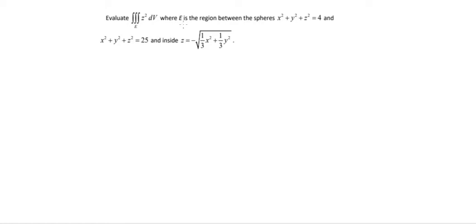We have E, the region between the spheres, this one and this one, inside this one. Now I will show you how to answer. If we graph this function in here, the graph should be like this.